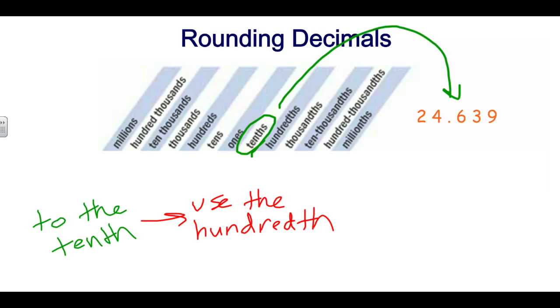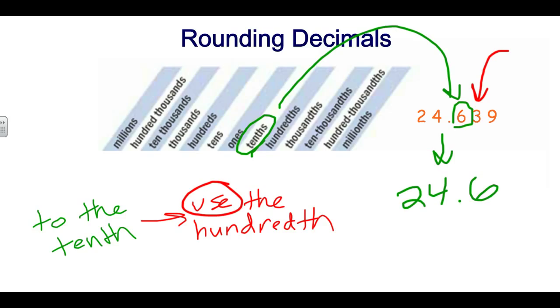So we have 24.639. We want to round it to the nearest tenth. Since we're rounding it to the nearest tenth, we want to use the hundredth, which is the place value immediately to its right. And recall from rounding with whole numbers, which you've had lots of experience with, that if the number in the place we are using is from 0 to 4, it remains the same. And if the using place is 5, 6, 7, 8, 9, we round up. In this case, it's a 3, so the rounded number just becomes 24 and 6/10. So that's rounding to the tenths.